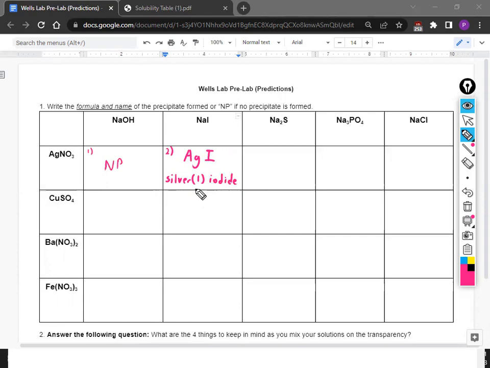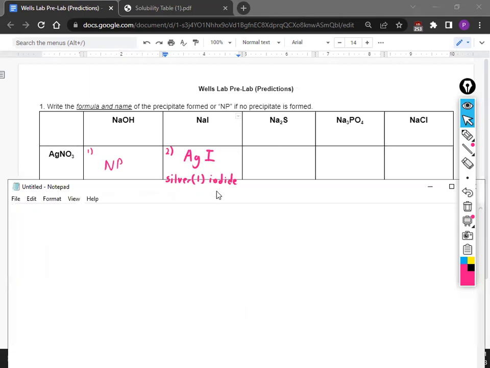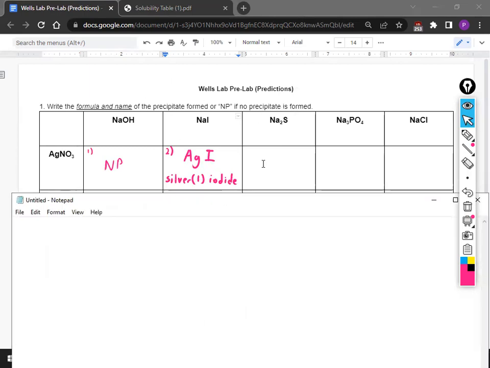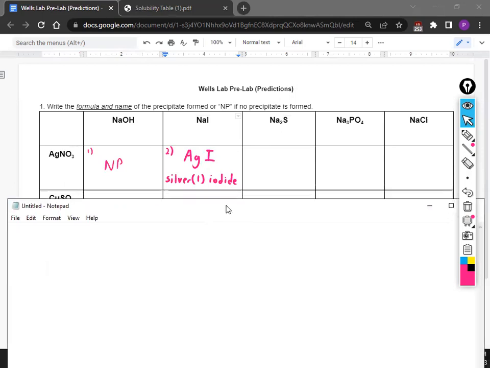Okay, and you're basically going to go through this entire table. Again, if there is no precipitate, if everything is aqueous, you're going to write NP. If a solid gets formed, you're going to write the formula and the name. Okay? That makes sense? I just want to make sure we're completely clear so that there's no confusion on how you're supposed to solve this. Okay, so this assignment will basically be 2 pieces of paper, this table, and the other paper where you do your equation.